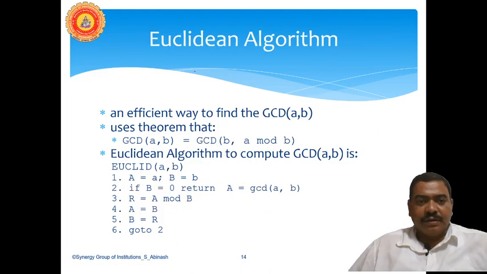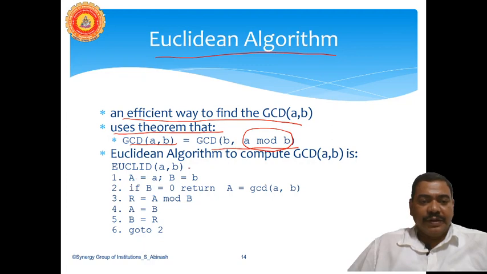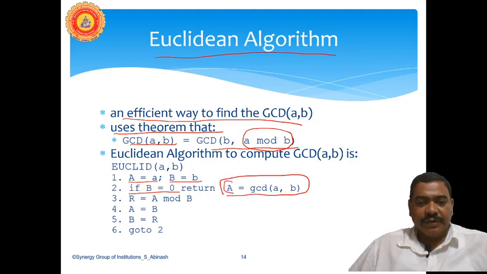And this is the Euclidean algorithm. It is an efficient way to find the GCD of two numbers using the theorem that GCD of A and B is equal to GCD of B and A mod B. In the algorithm, A is equal to A and B is equal to B. If B is equal to 0, then it will return A as the GCD. So GCD of A and B is equal to A.